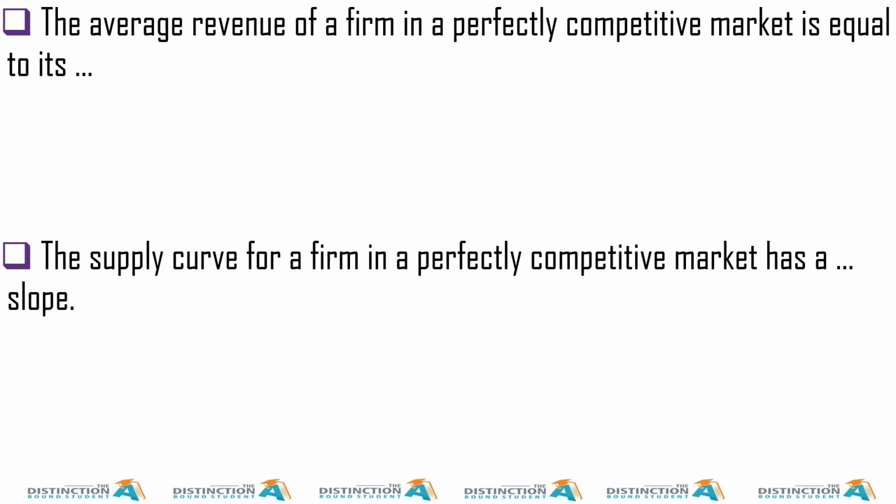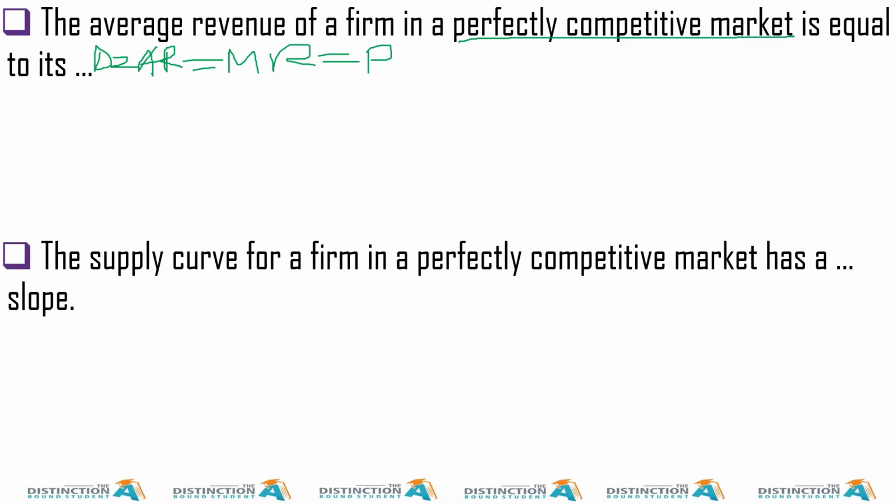All right, let's read. The average revenue, yes, we normally say AR, of a firm in a perfectly competitive market, okay? Take note, because it's always important to see which market structure we're talking about. Is equal to its, okay, we know that in a perfectly competitive market, D is equal to AR, which is equal to MR, and we know that this is also equal to the price.